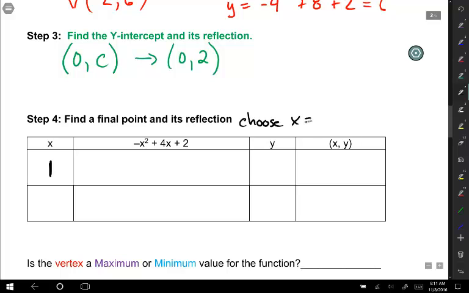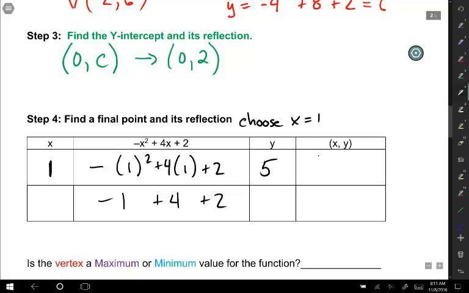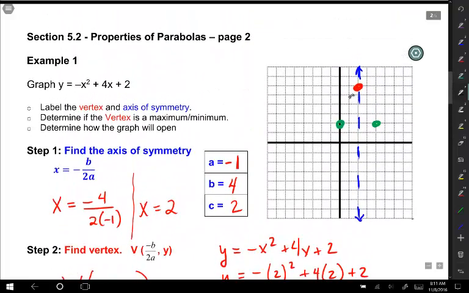Choose x equals 1. So the opposite of 1 squared plus 4 times 1 plus 2. That's negative 1 plus 4 plus 2. That's what, 5? So we have the point 1, comma 5. So go up to your graph. 1, comma 5. There we go. How far is 1, comma 5 from the dotted line? 1 unit away. So we go 1 unit the other way.